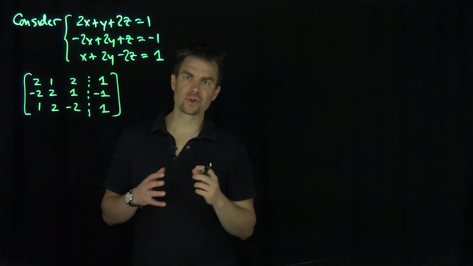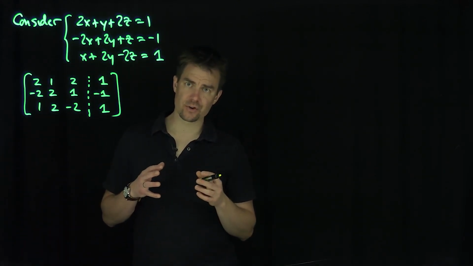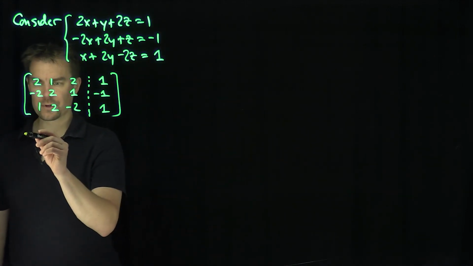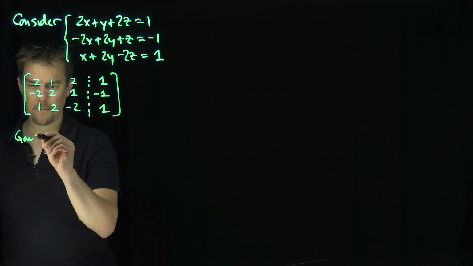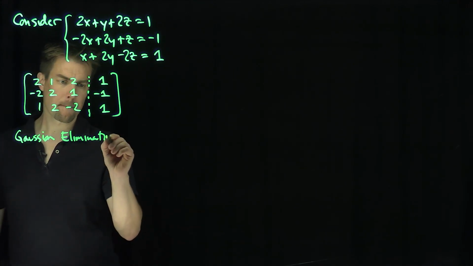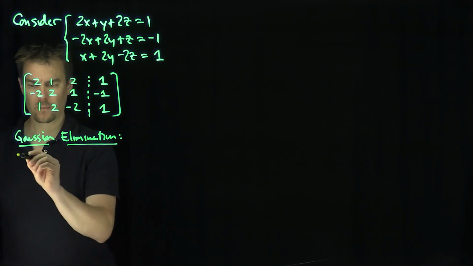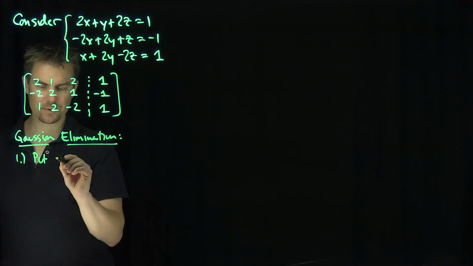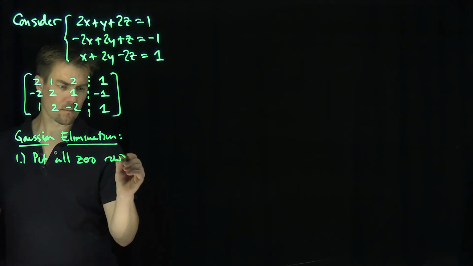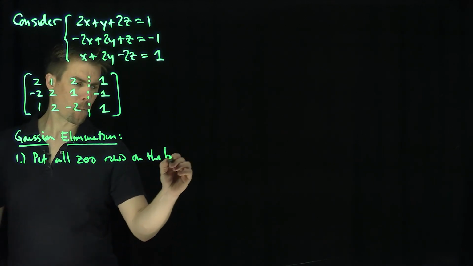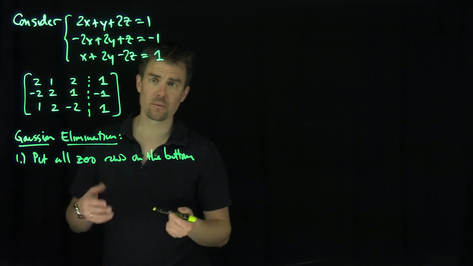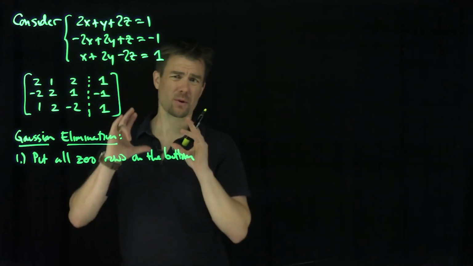And so what Gaussian elimination tells us to do is to put all the 0 rows in the last row. So step one, the first step in Gaussian elimination, put all 0 rows on the bottom. Okay. There are no 0 rows here, so there's nothing to do, right? And typically, that's sort of the trivial step, put all the 0 rows on the bottom.